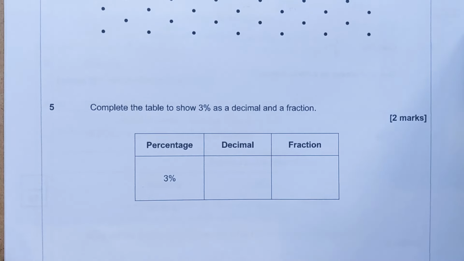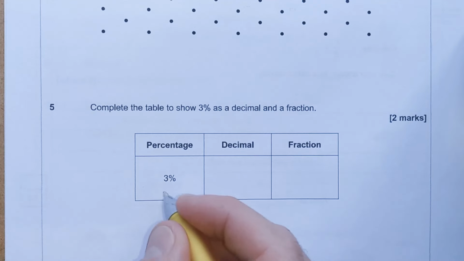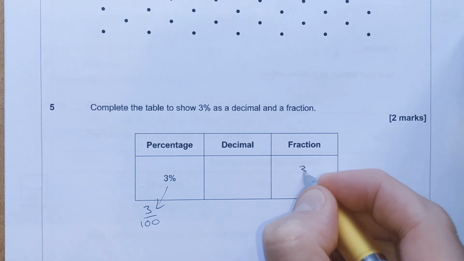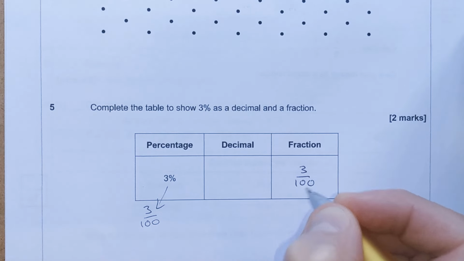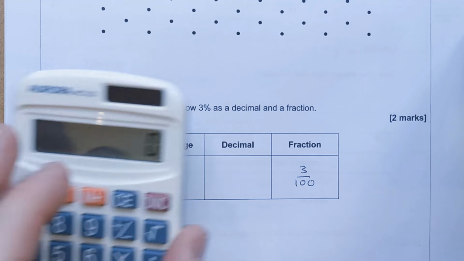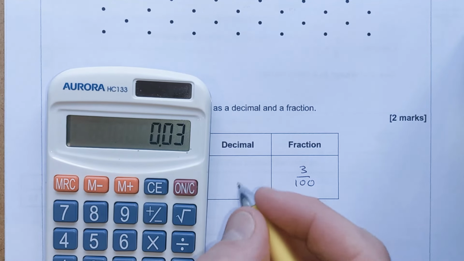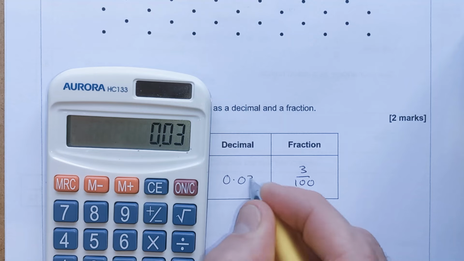Question 5. Complete the table to show 3% as a decimal and a fraction. Okay. Well, 3% means 3 out of 100. Well, there's the fraction straight away. For the decimal bit, 3 out of 100, 0.03.